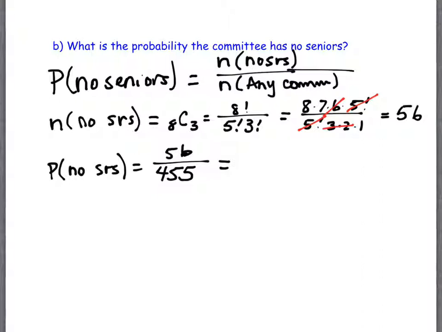And if I divide this one out, I get 0.1231. Slightly higher, right? Because I started out with 8 choices instead of 7. That's the reason. All right.